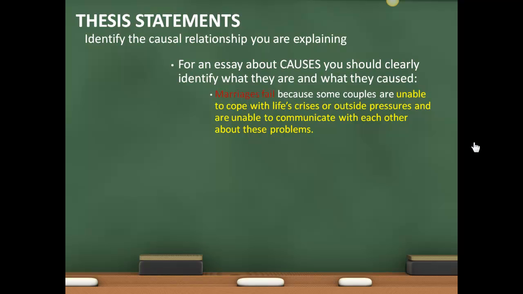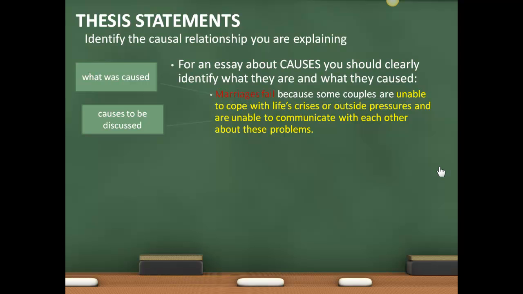Okay, we have a topic sentence there. Marriages fail because some couples are unable to cope with life's crises or outside pressures and are unable to communicate with each other about these problems. Okay, the idea that marriages fail, that is the event or the problem that we're going to talk about. The causes for marriage failure are inability to cope with life's crises or pressures, inability to communicate. So we've got two causes that would be explored in that essay.